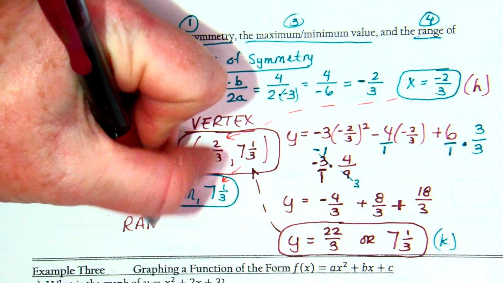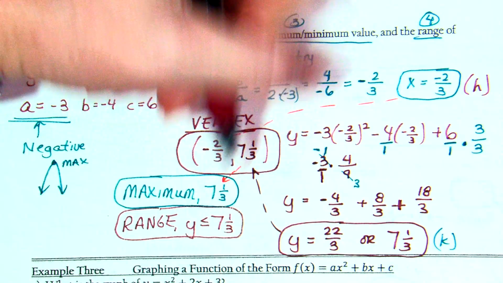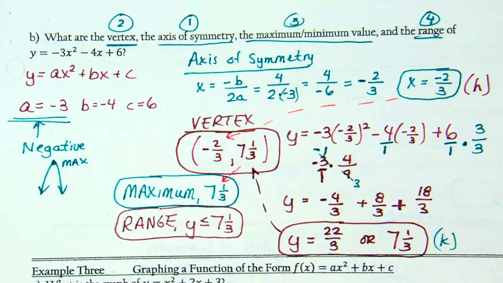Range. First of all, always use y for range. Since it's a max, that is the highest point, so the rest of it is below that. So you can say y less than or equal to 7 1/3, y less than or equal to 22 thirds, y less than or equal to 7.3 repeating. I'd accept any of those. MathXL won't. MathXL, I would say they want 22 thirds. Probably should have done that now that I think about it.